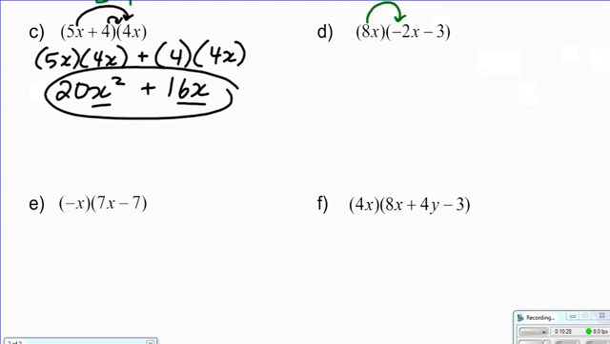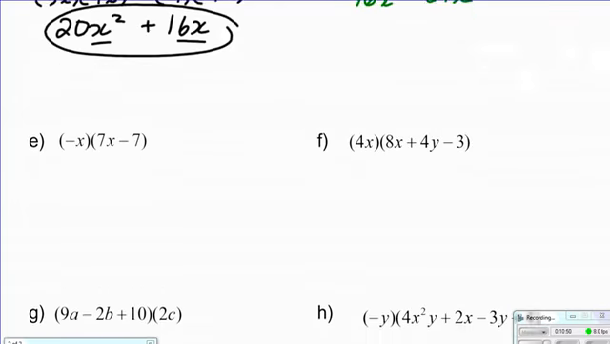8x times negative 2x, negative 16x squared. 8x times negative 3, negative 24x. Okay, I hope that you're starting to get the hang of it. I'm going to ask that you try these next ones on your own.